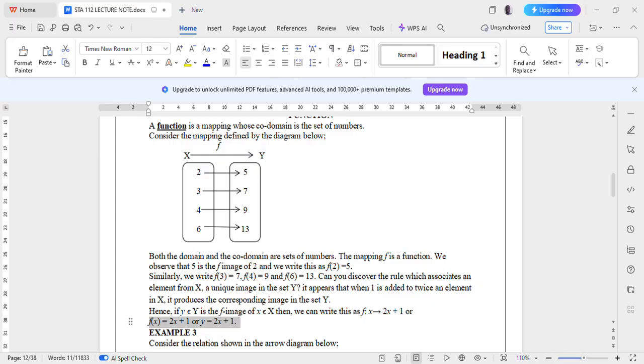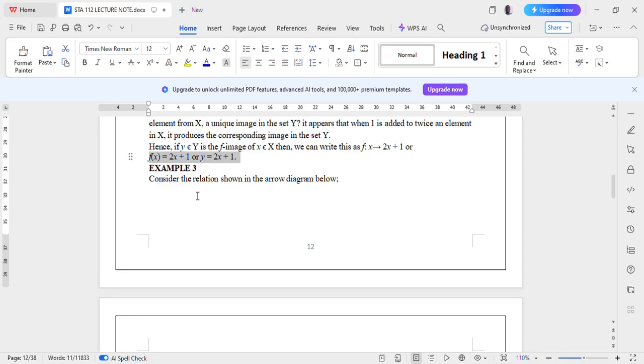The function is 2x plus 1. So f of x is equal to 2x plus 1, or y is equal to 2x plus 1, which when x is 2 is 2 times 2 plus 1, that's 5. So we can see that the image of 2 is 5. Let's look at the relationship that shows this.